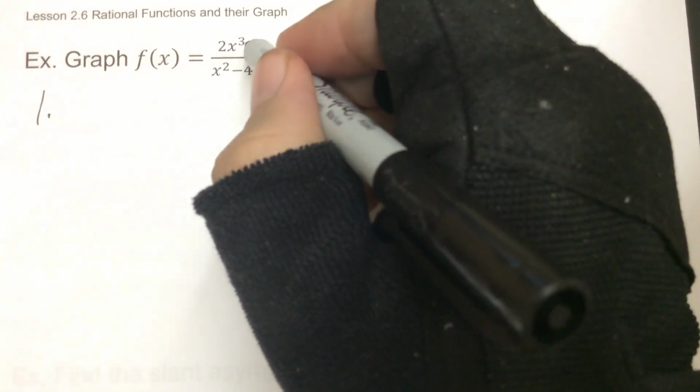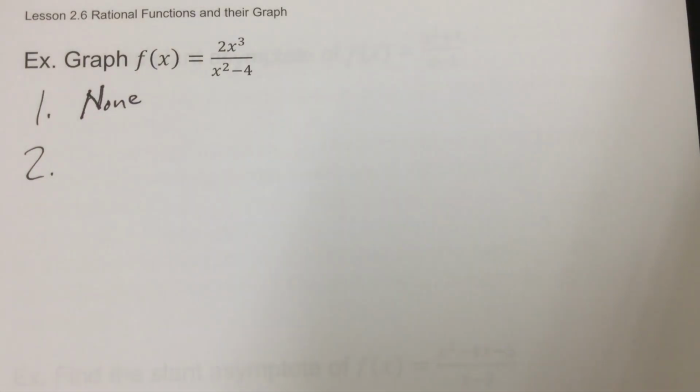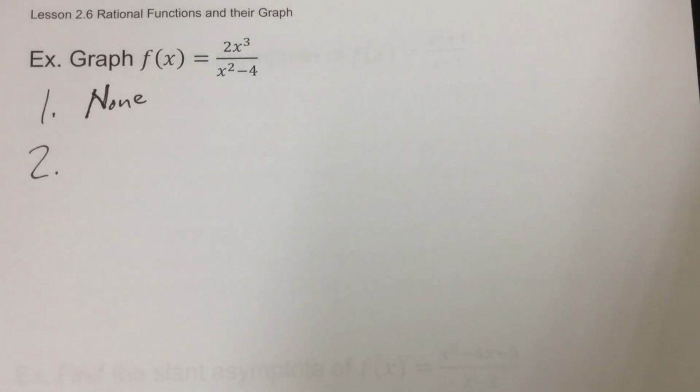So we're going to graph this one here. F of x equals 2x to the third over x squared minus 4. So again, we check for symmetry first off. Top is odd, bottom is even. They're not the same. So this is none. So second thing we're going to do is, I should have kept my paper. Here we go. Second thing is find the y-intercept.